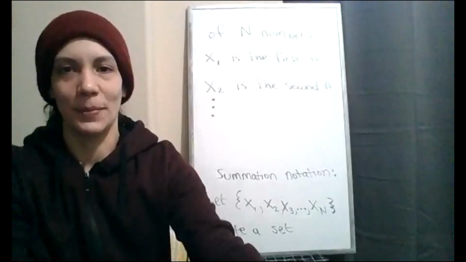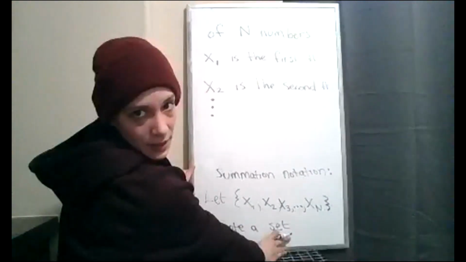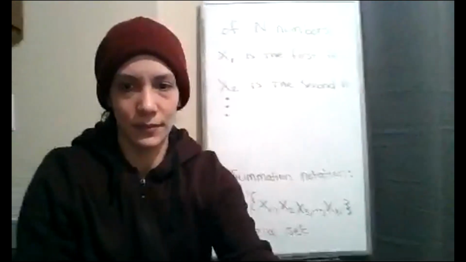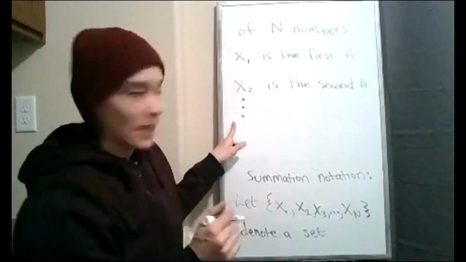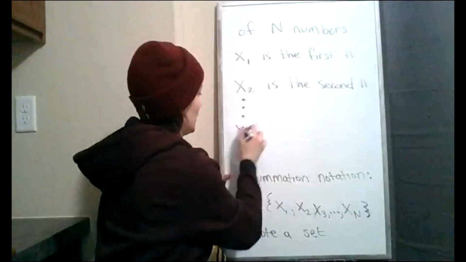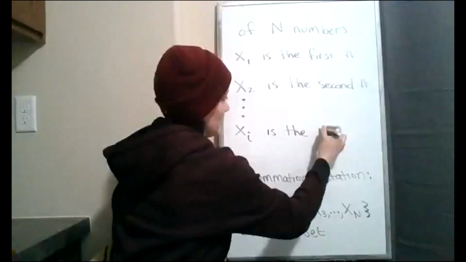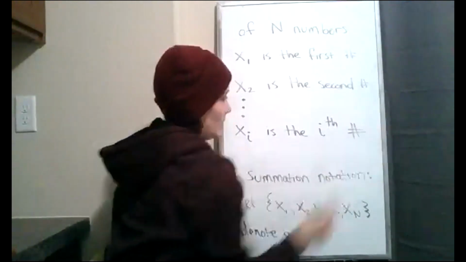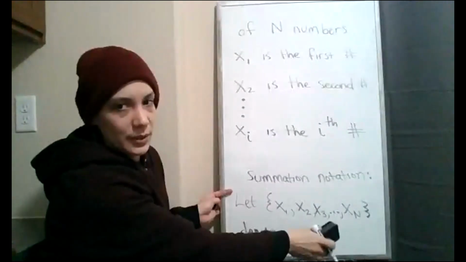Okay, we're back. Well, actually, this might help this way. Better, a little bit. So x sub i is the ith number. Then we've got x sub n, that's the last number.